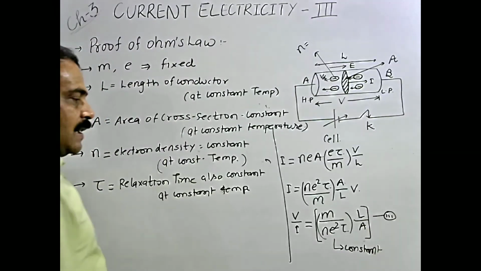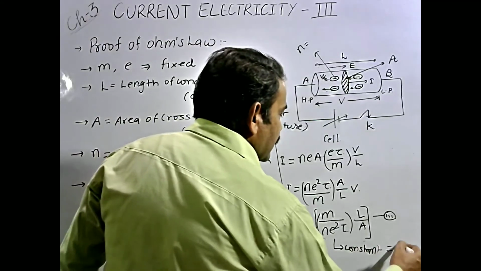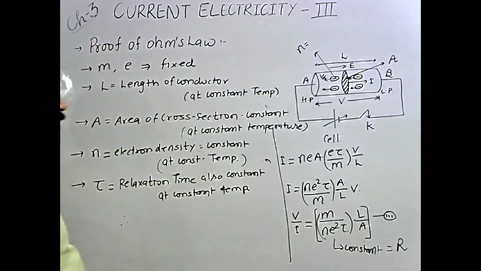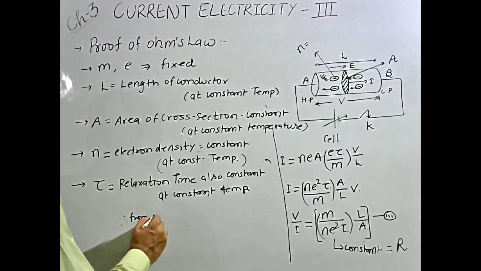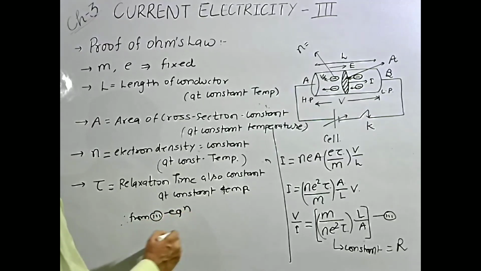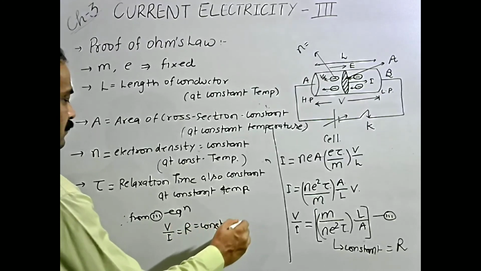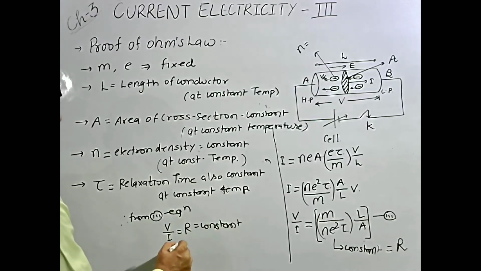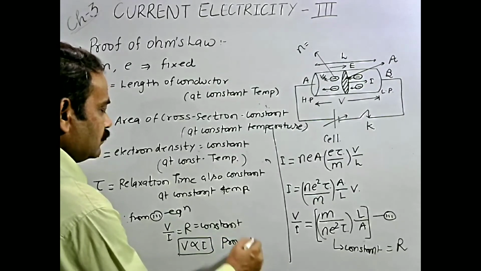Understand? Therefore these quantities are known as the resistance of the material of the conductor. So from the third equation we know that V upon I is equal to R, which is equal to a constant, or V is proportional to I. Understand? This is true Ohm's law.